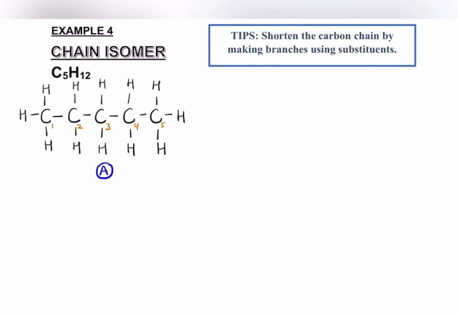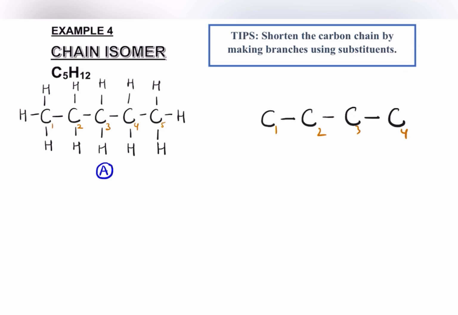The tip that you have to understand is that you are going to shorten the carbon chain by making branches using substituents. So I'm going to shorten from 5 to 4. Please shorten the chain one by one. Now my second structure has a 4 carbon chain. I give the numbers 1, 2, 3, and 4.